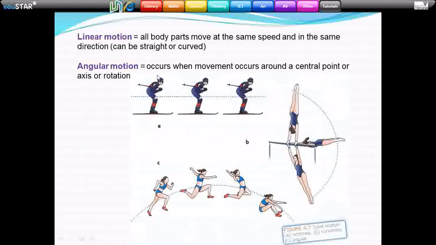Angular motion occurs when movement occurs around a central point or axis, so it needs something to rotate about. The horizontal bars and parallel bars in gymnastics are a perfect example of a person moving around an axis, a point of rotation.